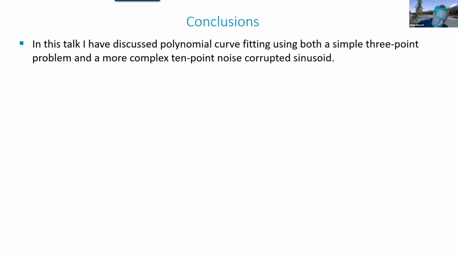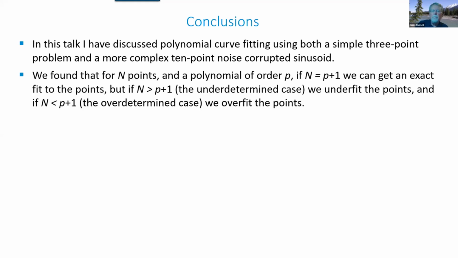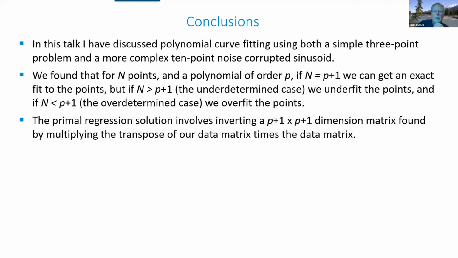Okay, so in this talk, what I've done is I've discussed polynomial curve fitting using both a simple 3-point problem and a more complex 10-point noise corrupted sinusoid. We found that for n points on a polynomial of order p, if n equals p plus 1, we get an exact fit to the points. If it's greater than p plus 1, the underdetermined case, we underfit the problem. If it's less than p plus 1, the overdetermined case, we overfit the points.